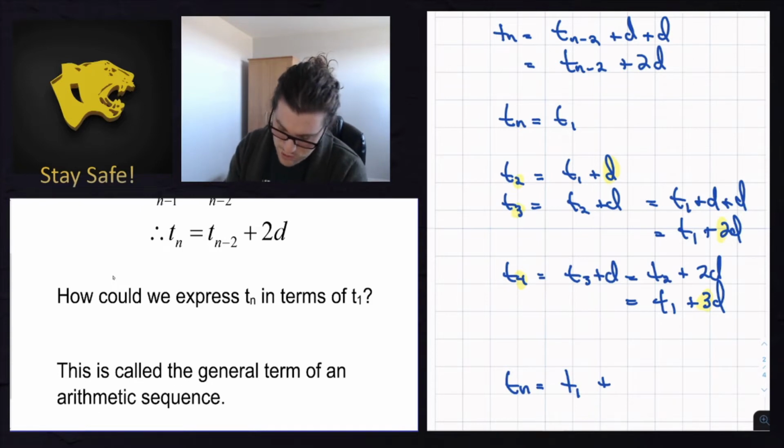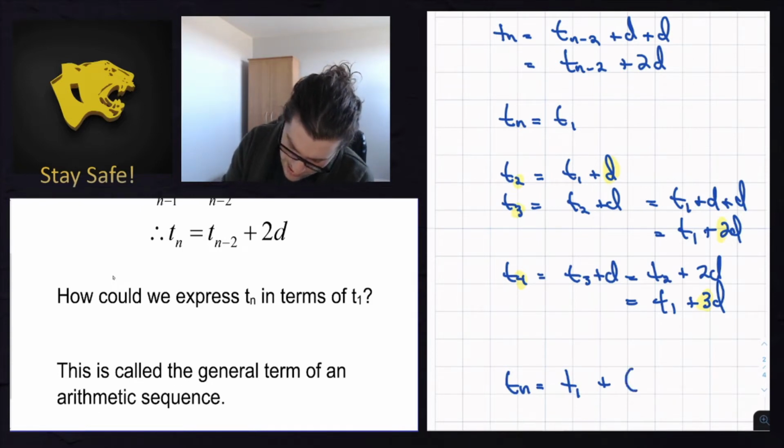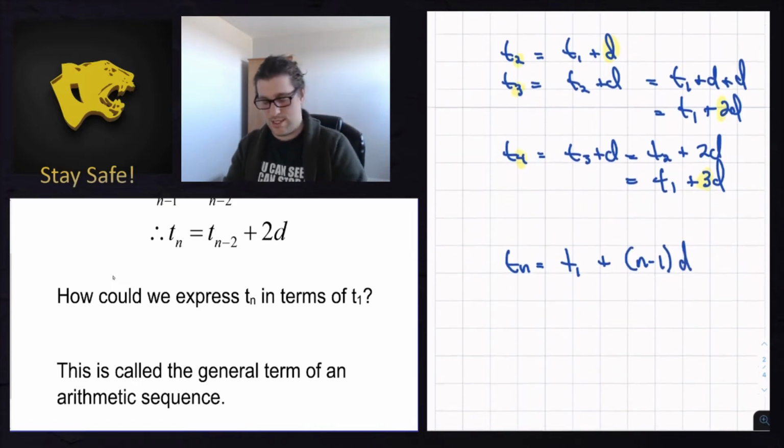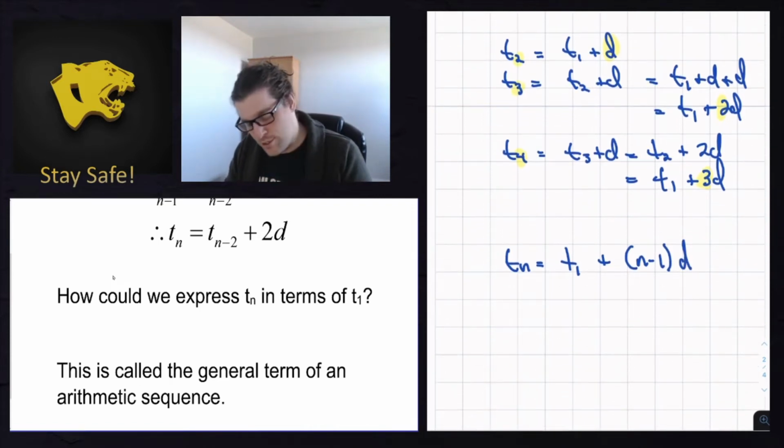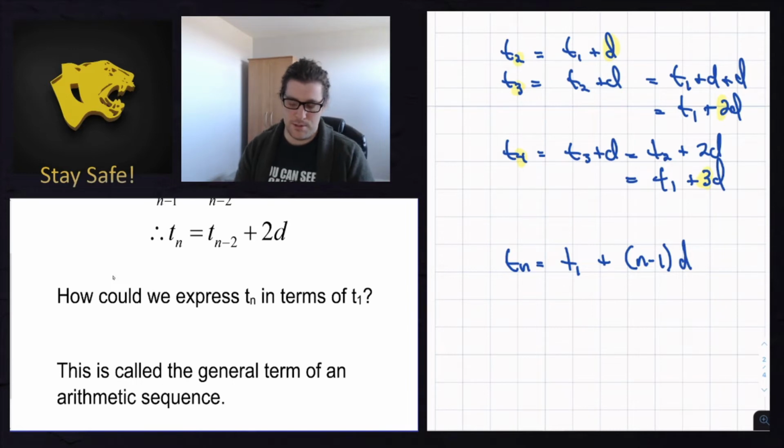And in this case, we have term number n. So what's 1 less than n? Well, it's n minus 1. And so we could say that term number n is equal to term 1 plus n minus 1 times d.